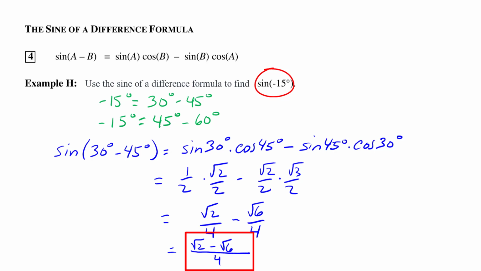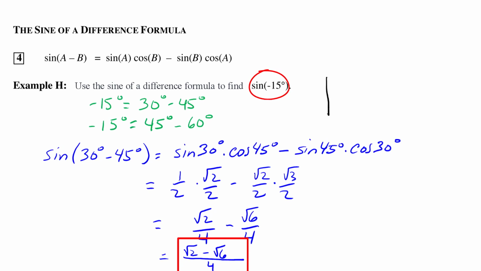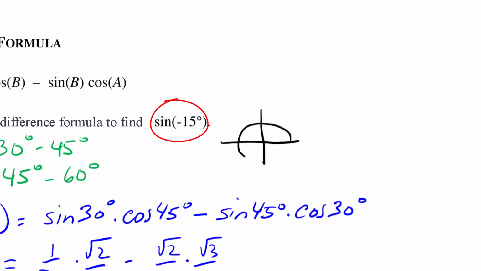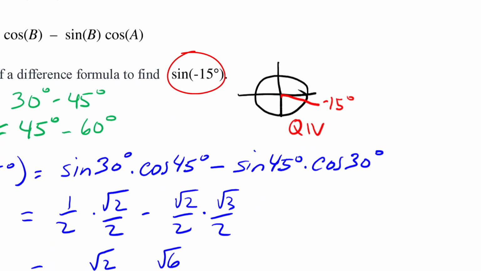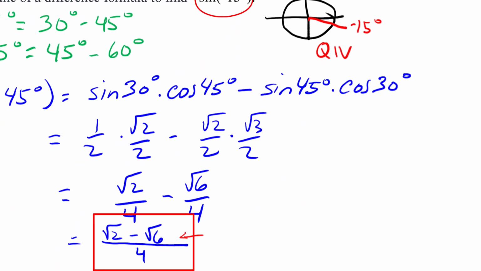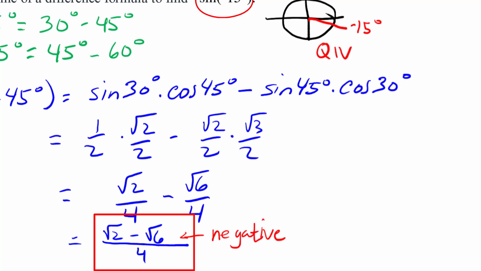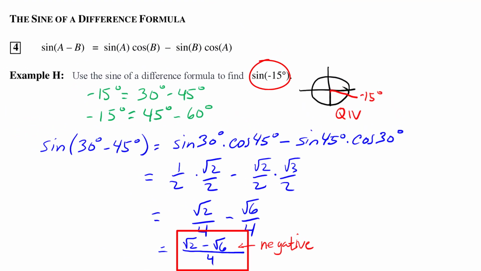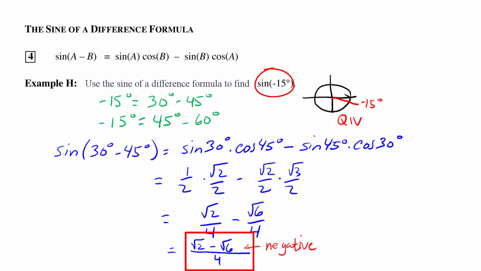I just want to point out something in this particular case, sine of negative 15 degrees. The negative 15 degrees is actually in quadrant 4, and that means that the sine is a negative value. And this answer that we got, this numerator, is also negative, so it's appropriate. It's negative because square root of 2 is a smaller number than square root of 6. So radical 2 minus radical 6 is negative.